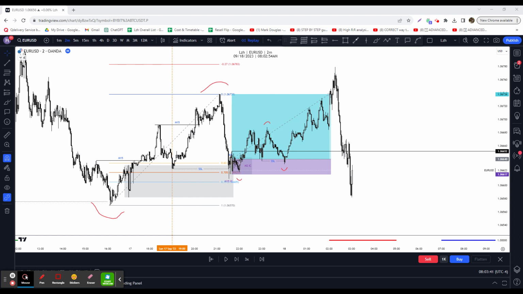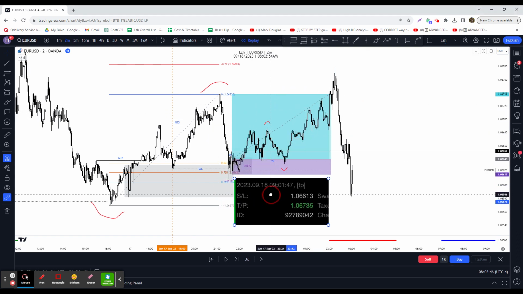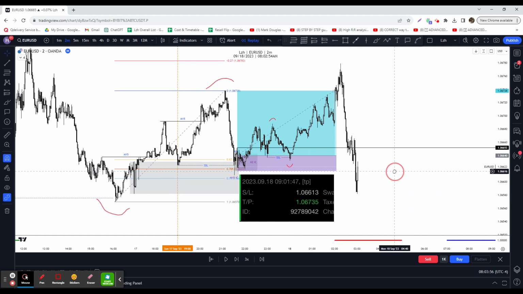Before I end the recording, this is the trade that I took. So you can see that it's somewhere around here. I think I took an entry. Yeah. So that will be a quick recap.